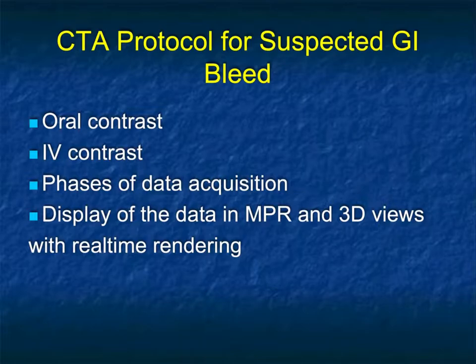When we speak about protocols for GI bleeding, it's the last thing I mentioned in part 2. Key thing is water as an oral contrast agent. Whatever you do, do not give positive contrast. That makes the study uninterpretable.